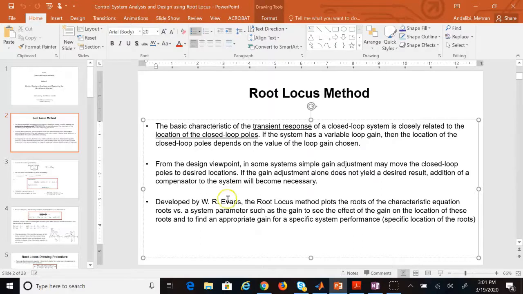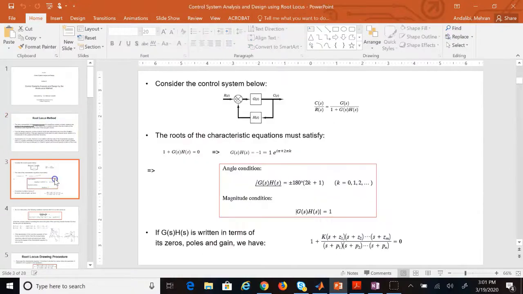This idea was developed by Evans, and this is a graphic way to look at the location of closed loop poles based on a gain. So let's get started on this method.